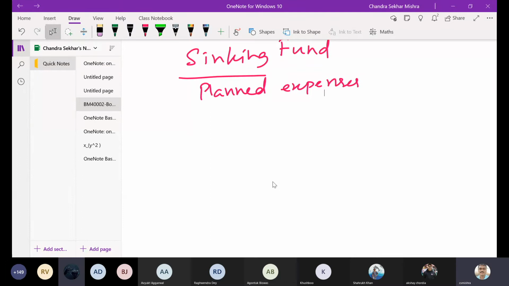Okay. Maybe the company wants to purchase an asset in future. Who is saying that? Shivam. Yes, sir. And who told the planned expenses? Sir, Akshay. Akshay, you could have got the brownie, but Shivam gets it. No problem. Okay.